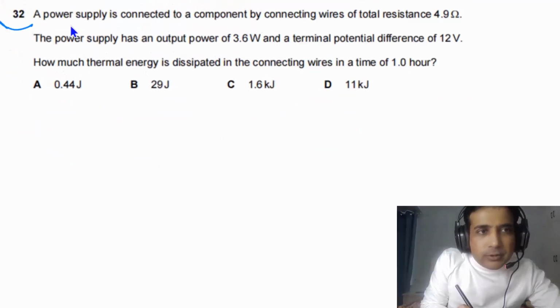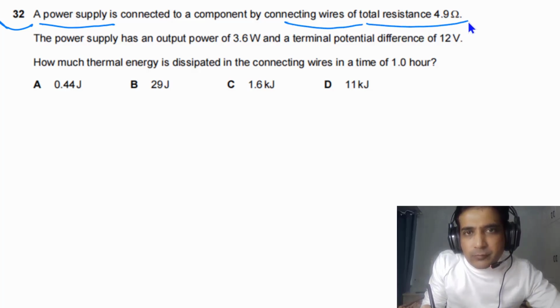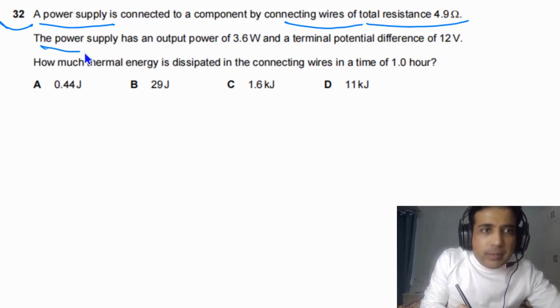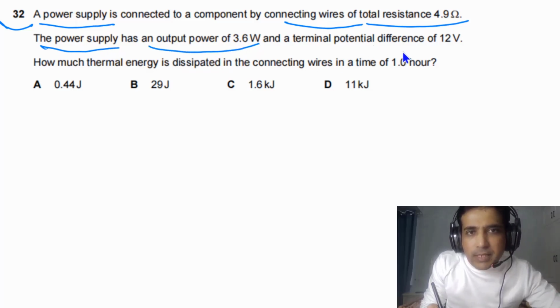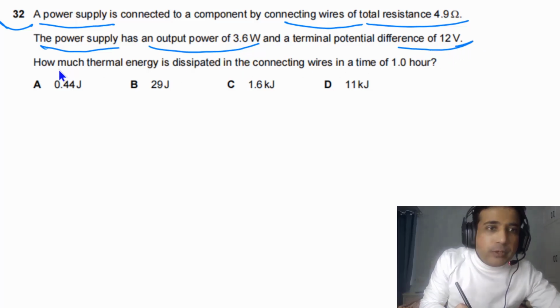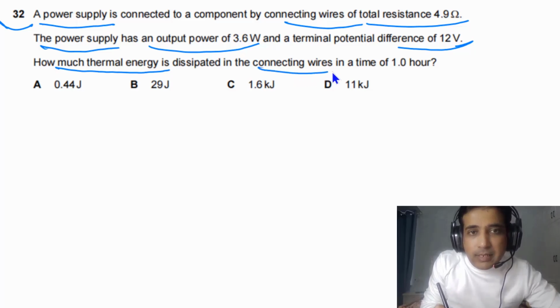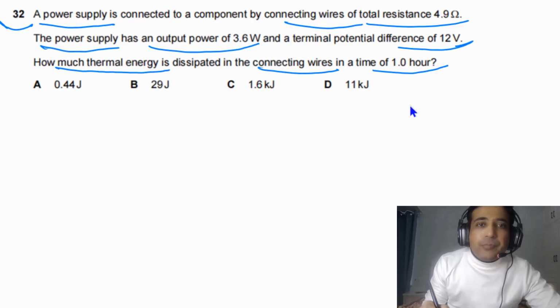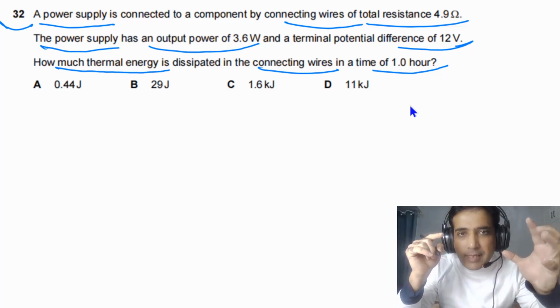For question number 32, it is given to us a power supply is connected to a component by connecting wires of total resistance 4.9 ohms. The power supply has an output power of 36 watts and the terminal potential difference of the power supply is 12 volts. We need to calculate how much thermal energy is dissipated in the connecting wires in a time of 1.0 hour. So we need to calculate the energy dissipated in the connecting wires.